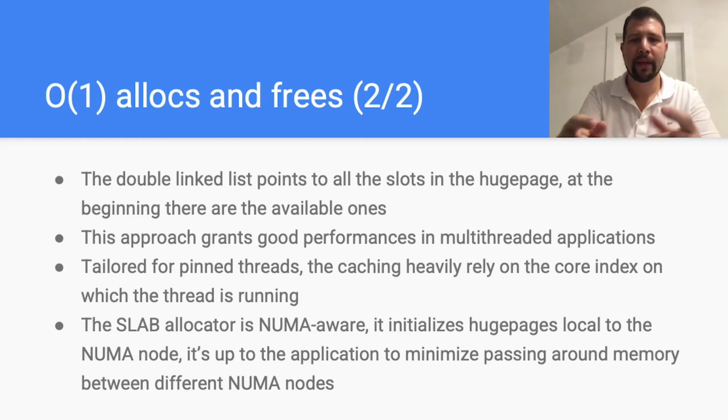The Slab allocator also relies on pinned threads, which are initialized on a specific core and are used only on that core. If a thread were to move from one core to another with the current implementation, the Slab allocator would stop working. This approach grants good performance in a multi-threaded application and makes the Slab allocator NUMA aware. The huge pages, when freed, are reassigned only to threads running on cores on the same NUMA node. They are never shared between different NUMA nodes.